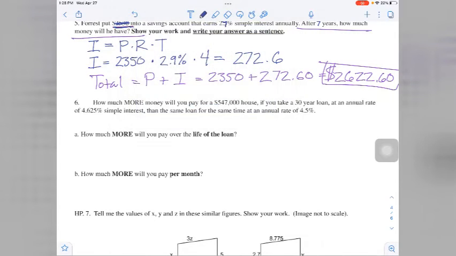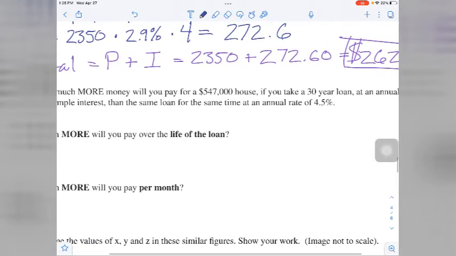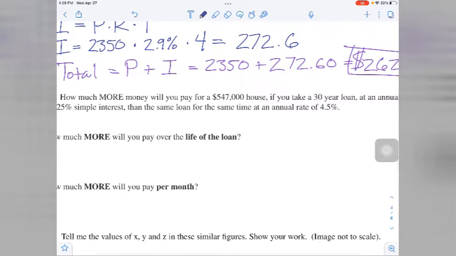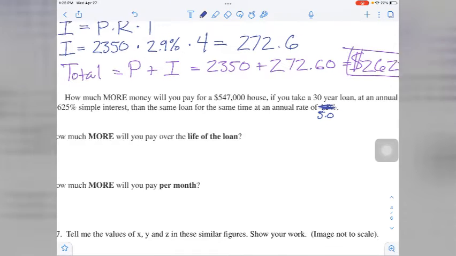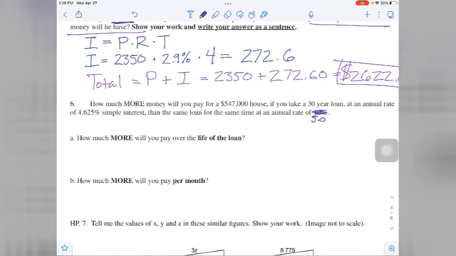So final problem of the regular test. Again, there's a little change here in your quiz versus the quiz that I have written here. On your quiz that you took, you should have had 5.0. So the question is, how much more money, and this actually should also say less. I believe we talked about this.